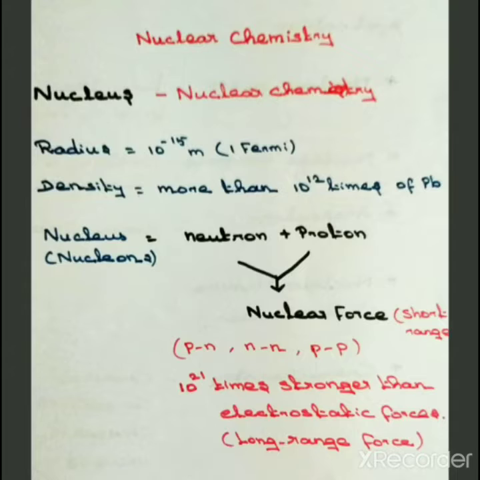According to Rutherford's experiment, the nucleus is a small particle, and its size is very small compared to the size of the atom. The radius of the nucleus is 10 to the power minus 15 meter, but the mass of the nucleus is large compared to the mass of the atom. That means the mass of the atom is concentrated in the nucleus, and the density of the nucleus is also higher. The density of the nucleus is generally 10 to the power 12 times higher than the density of lead.